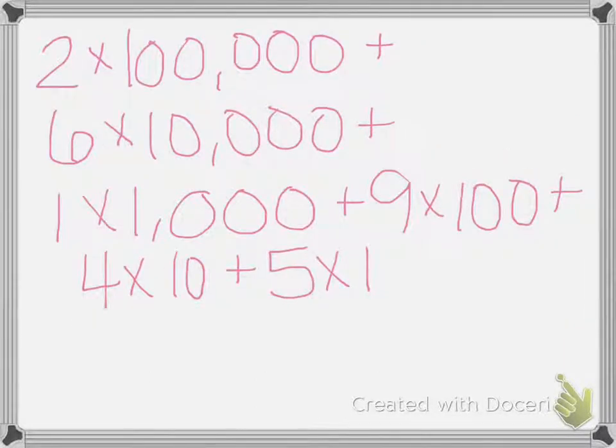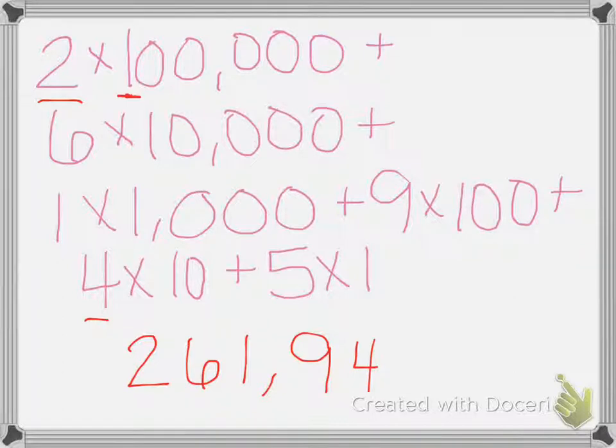B is already in expanded form, so it wants us to write it in standard notation. So this is in the 100,000s place. Since it's times 2, we would put a 2 there. 6 times 10,000 would mean there's a 6 in our 10,000s place. 1 times 1,000 would mean there's a 1 in our thousands place. 9 times 100, 9 in our hundreds. 4 times 10 would mean there's 4 in our tens place. And 5 times 1, a 5 in our ones place. So it's 261,945.